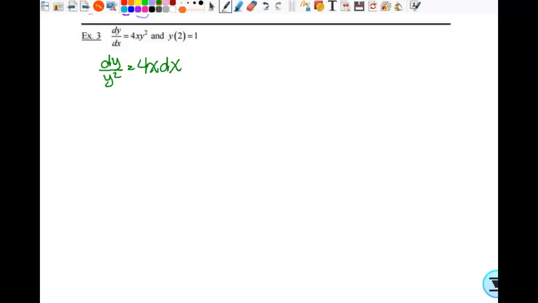Now, before we integrate, do you think we want to change anything to make it a little bit easier on us? Yeah, y to the -2. I would definitely do that. So I'm going to have y to the -2 times dy equals 4x dx. Now, what do I do next? Integrate. Yes, so I'm going to integrate both sides. Go ahead and do that, then we'll see what we get.